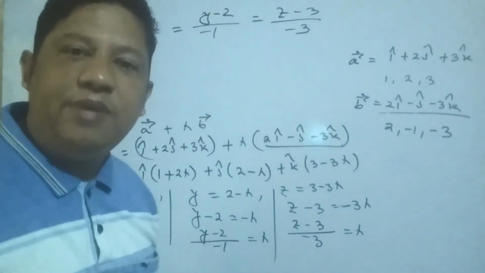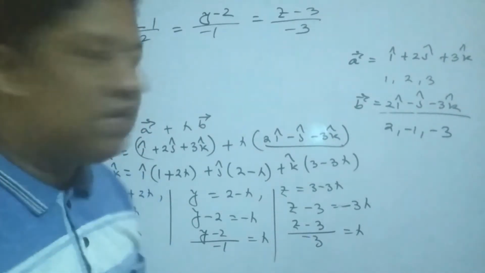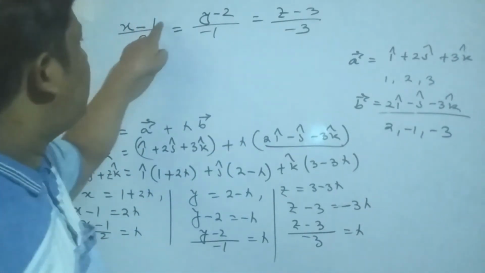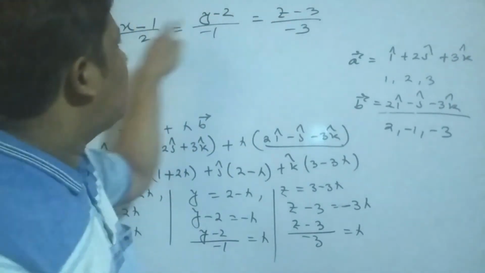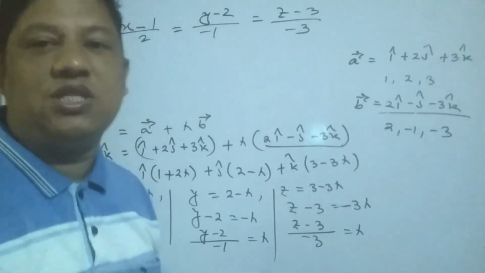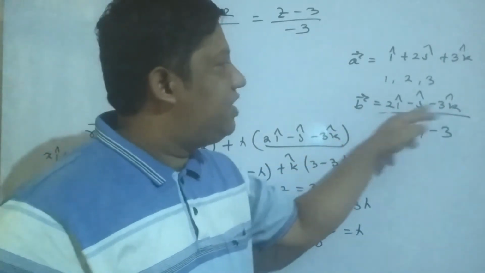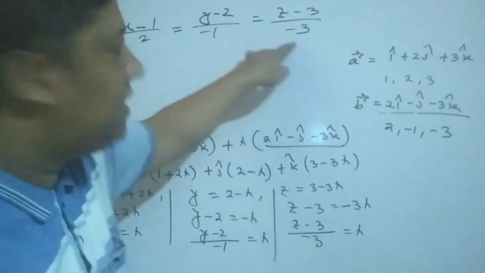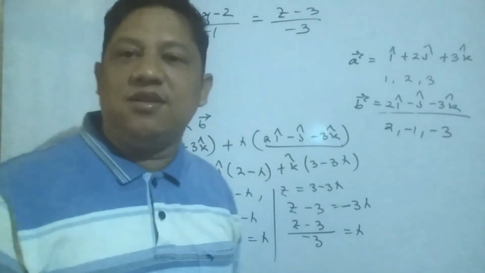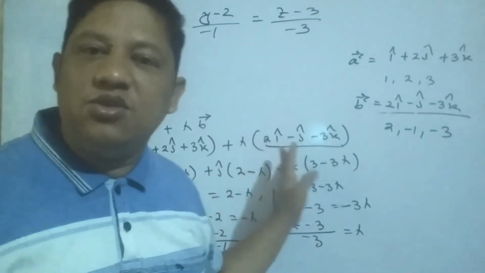So my students, if you want to find the Cartesian equation of a straight line, at first you have to write here the point through which the line passes, and in the denominator you have to write the direction ratios, that means the coefficients of the parallel vector, and you get the result. So my students, I think you understand what I discussed today.